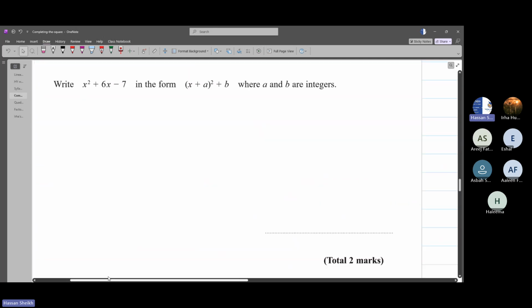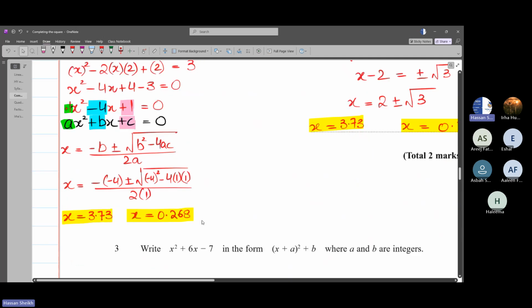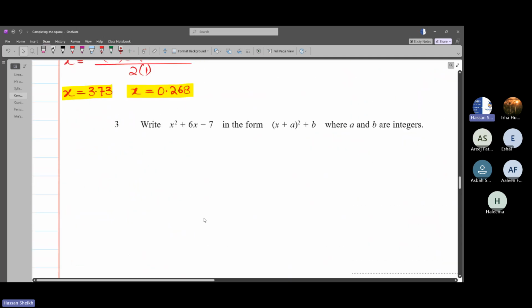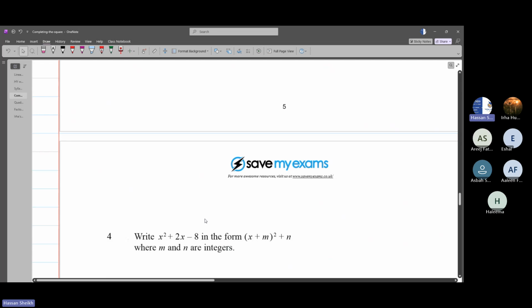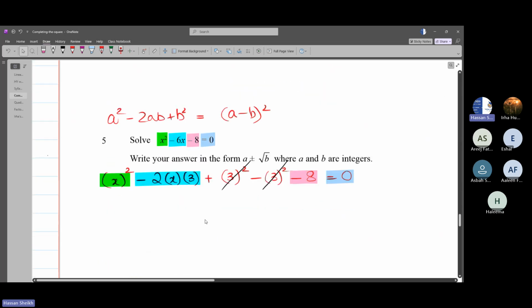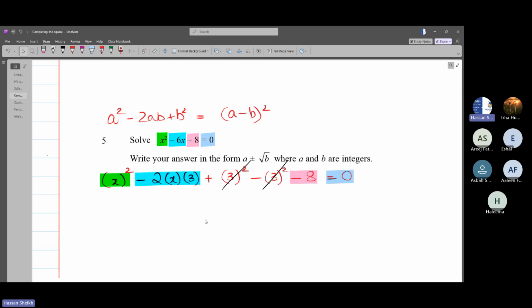So over here, the first step is to check if the coefficient of x square is positive. Yes, it is positive. Then the coefficient of x is negative. Yes, it is negative. So that's why we are going to use the negative formula, which is a minus b whole square, a square minus 2ab plus b square.